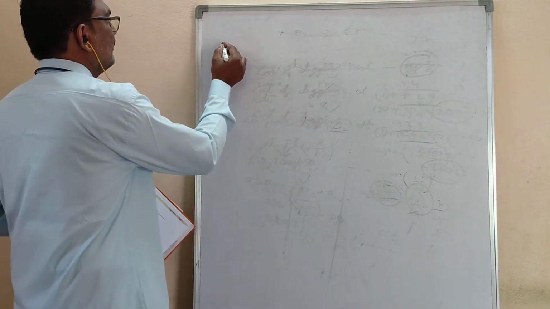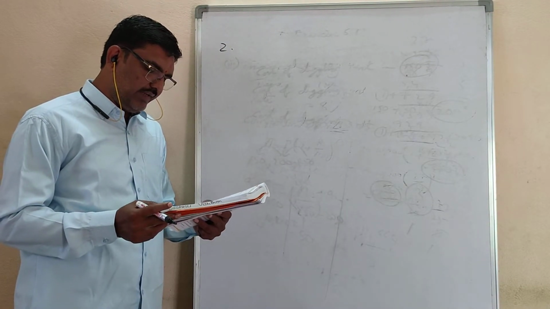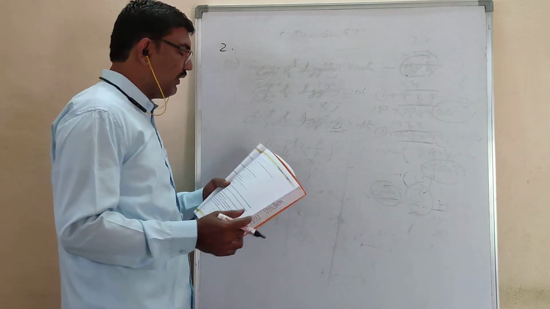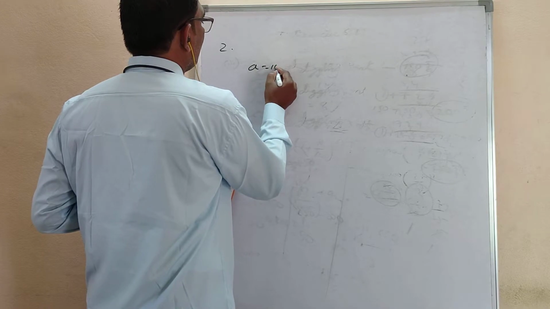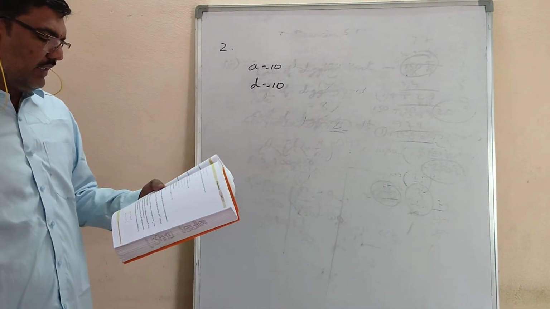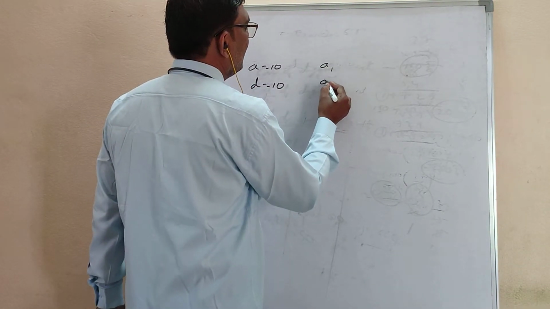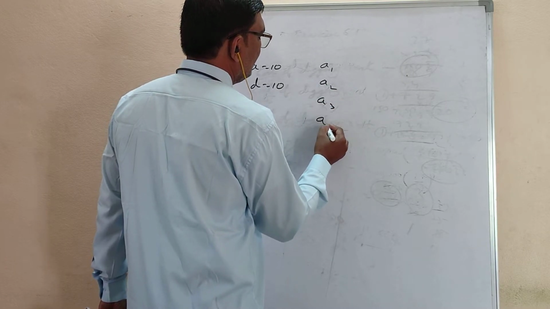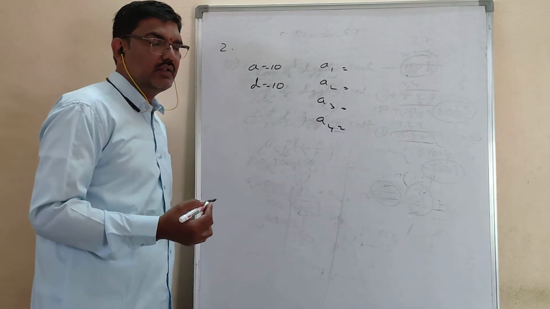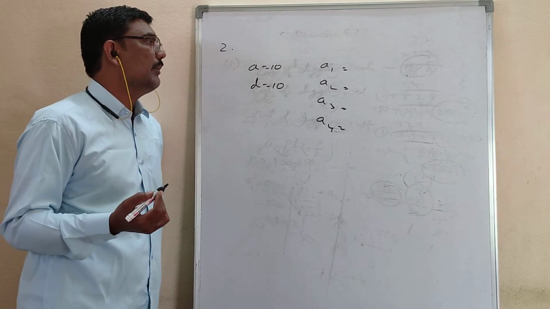Second question, we will see what is given. Write the first four terms of an AP when the first term is A and the common difference is D, given as follows. They have given A is equal to 10, D is equal to 10. What he is asking is the first four terms of the AP. You have to find A1, A2, A3, A4, the four terms in this AP.